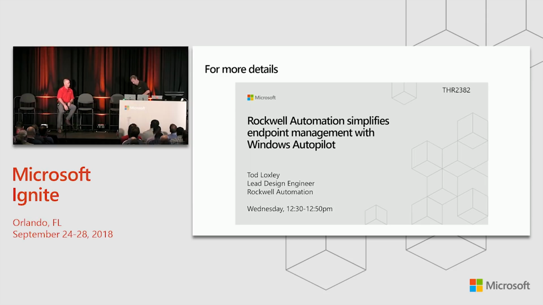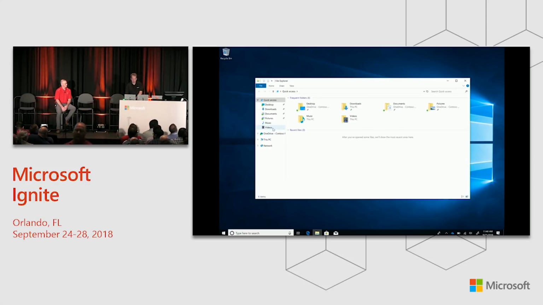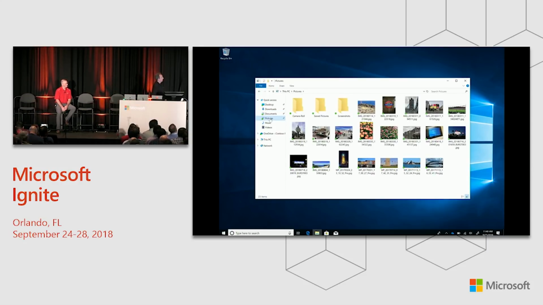So let me see, where is our machine? We're at the desktop. If I open up File Explorer and look at documents, I have data. Looking at pictures, I have pictures. So everything has been brought down to the device and I'm ready to go. I could pick up where I left off on a file that I had saved 30 minutes ago on my old PC and be able to continue on my new PC without any issues.